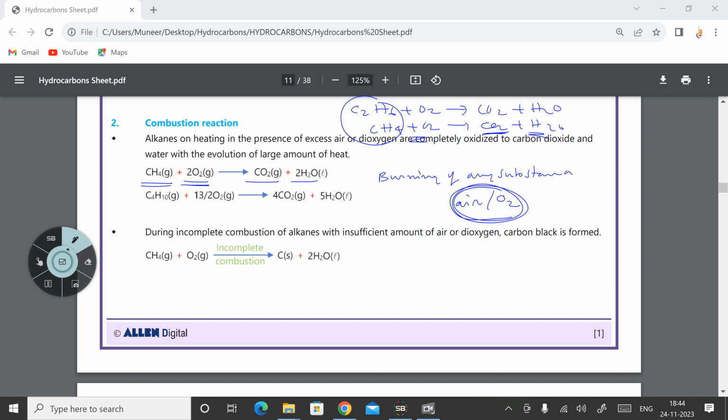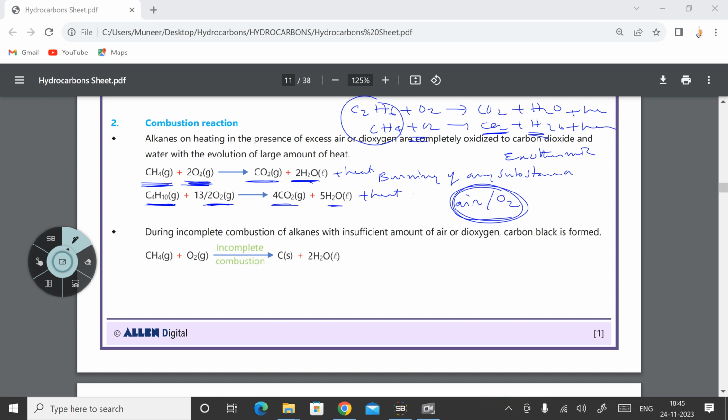And along with heat. Heat is generated in all these reactions. All combustion reactions are exothermic reactions. Now see here. Methane, when burnt in air or oxygen, gives CO2 plus H2O. Like that, C4H10, butane, when burnt in air, O2, gives CO2 and H2O. Balancing is not necessary here. The hydrocarbon is converted into carbon dioxide and water along with heat.